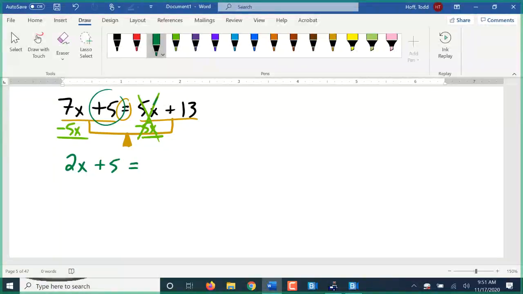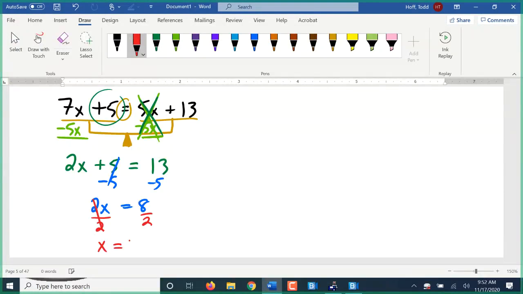So on the right side, we remove the 5x, so it's gone. So all that's left on the right side is 13. Now, this is in that form that we've solved before. We'll subtract 5 from both sides. On the left side, the 5 is gone, so we just have the 2x. On the right side, 13 minus 5 is 8. Then we divide by 2. That cancels out the 2, leaving us with just x. 8 divided by 2 is 4. So we get x equals 4.